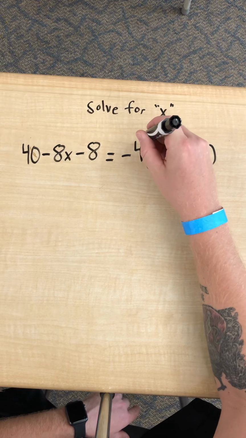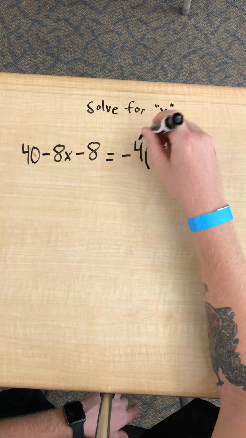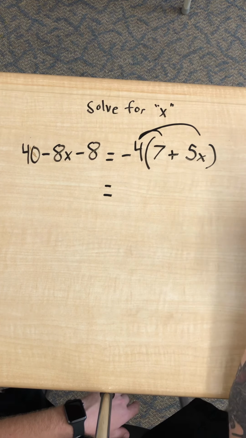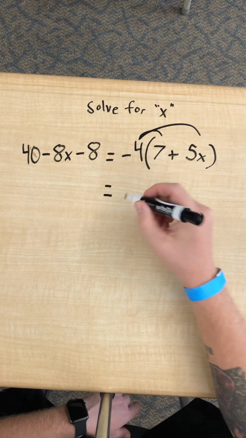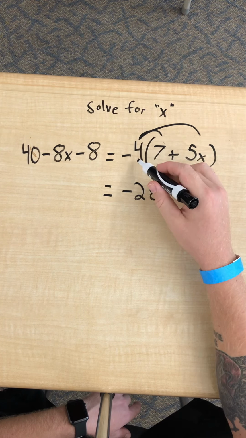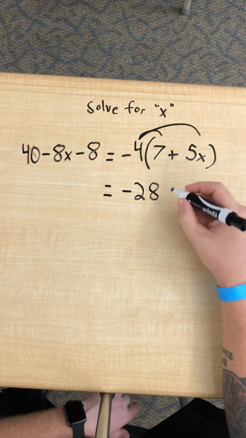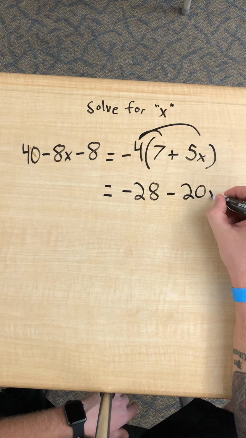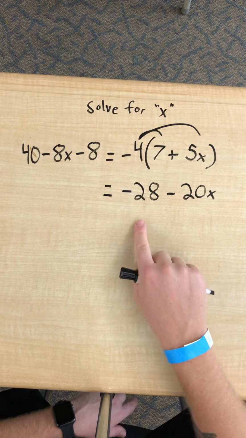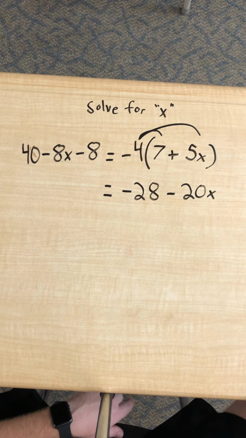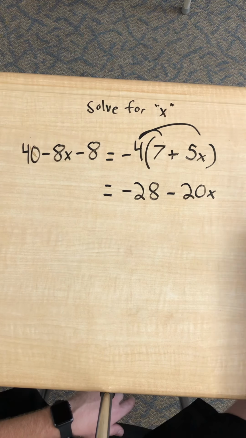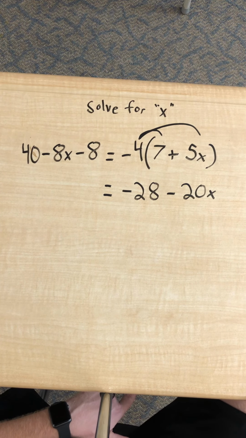Here we go. We have a -4 times a 7, -4 times 5x. So I'm going to simplify that real quick. There's my equal sign. -4 times 7, that's -28. And then -4 times 5x is -20x. All right, now let's look on the right side of the equation real quick. -28 minus 20x, are those like terms? Those are not like terms. So we cannot do anything else on the right side of the equation so far, okay?